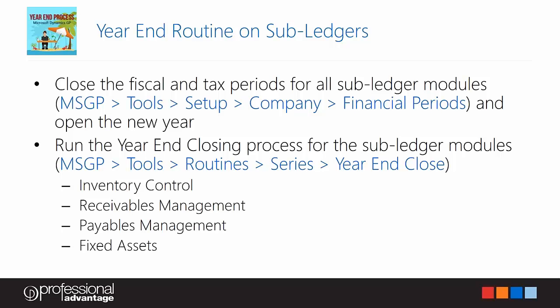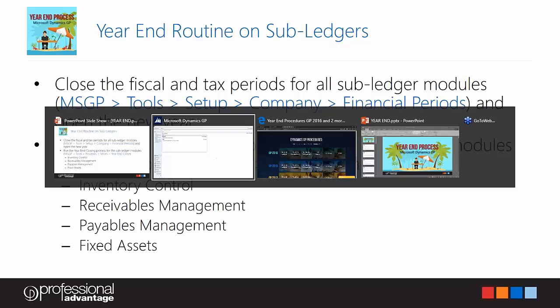When you're done with all the posting and adjustments, we need to close the fiscal and tax periods for all subledger modules. This is to prevent users from posting further transactions on your subledgers. This may already be part of your month-end process, but if not, you can just go ahead and close the periods for the subledger modules. I'll just quickly show that to you.